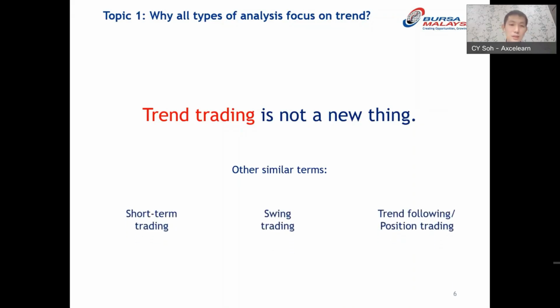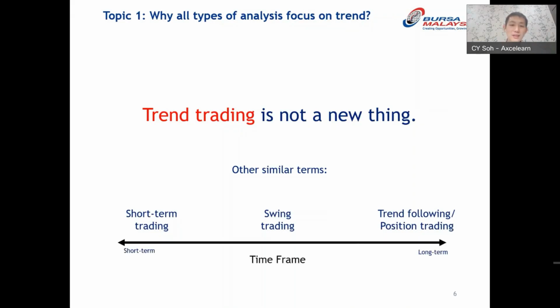Now, here are the few terms that is related to trend trading, which is the short-term trading, swing trading, trend following, or position trading. In fact, all types of trading needs a trend. Even if you are doing intraday trading, you also need an intraday trend, correct? Now, in short, all of them, the similarity is that you actually need a trend and you profit from a trend. If a market is very flat, let's say you buy at $1 and the price doesn't move at all, okay, the price at the end of the day still remains at $1. So there is no trend in there. So you are not going to profit without anything. Now, the main differences for all of these types of trading is actually the time frame, okay?